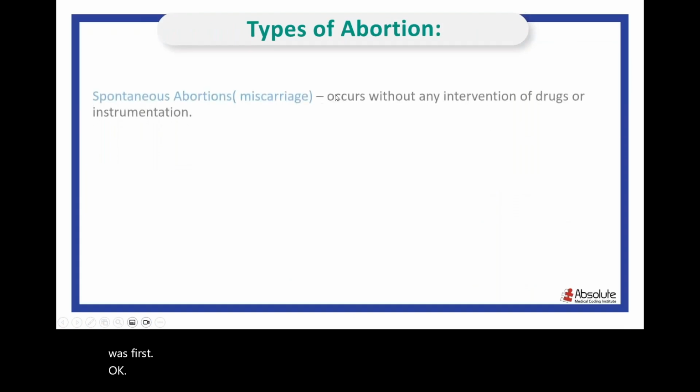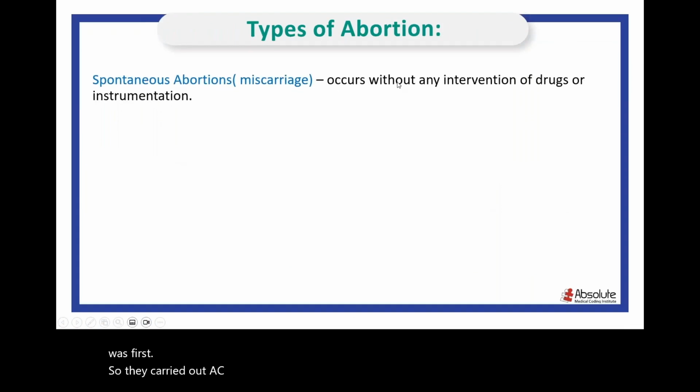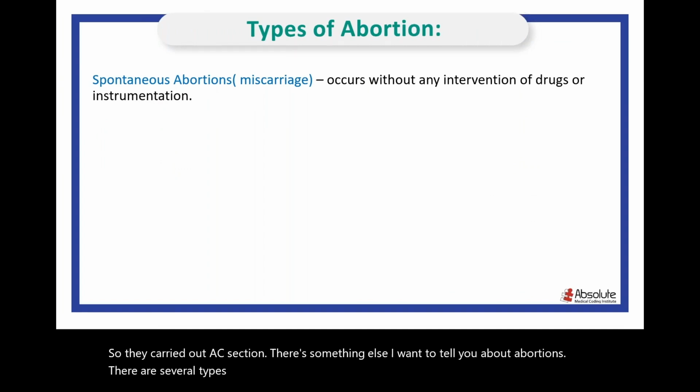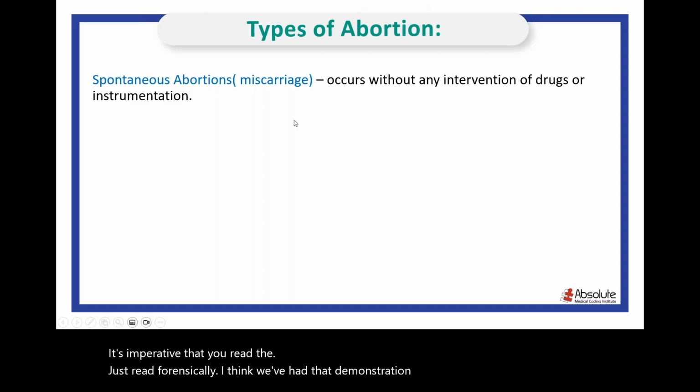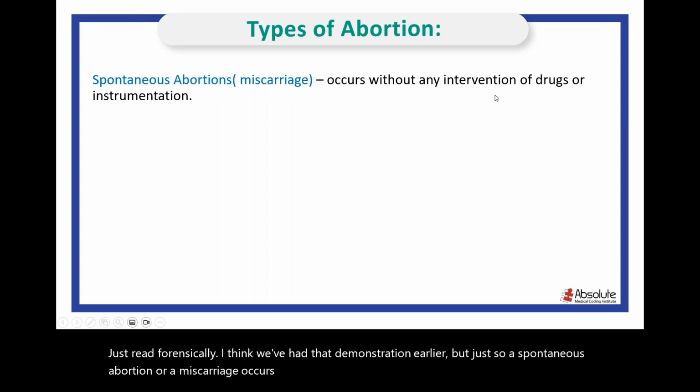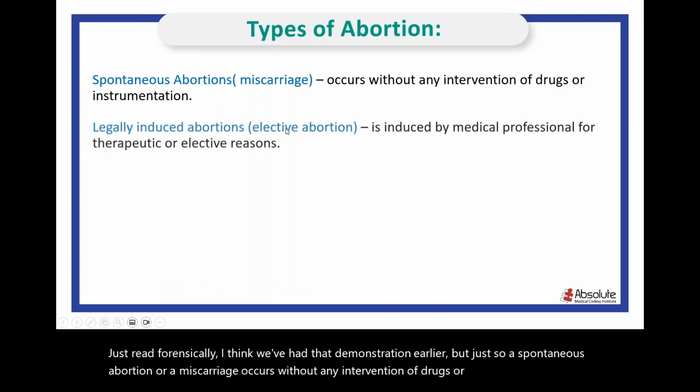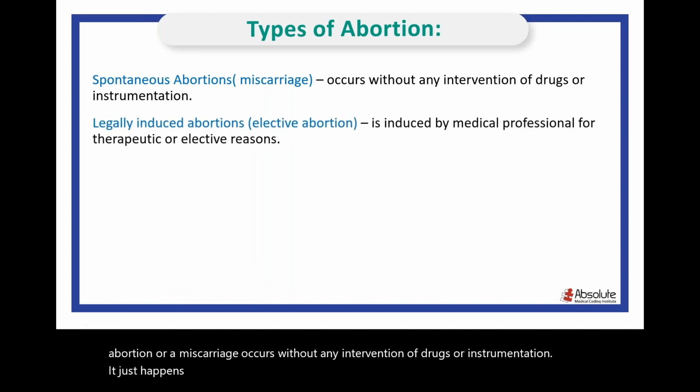So they carried out a C-section. There's something else I want to tell you about abortions. There are several types of abortions, and when you're coding, it's imperative that you read forensically. I think we've had that demonstration earlier, but just so you know, a spontaneous abortion or a miscarriage occurs without any intervention of drugs or instrumentation. It just happens. It's spontaneous.